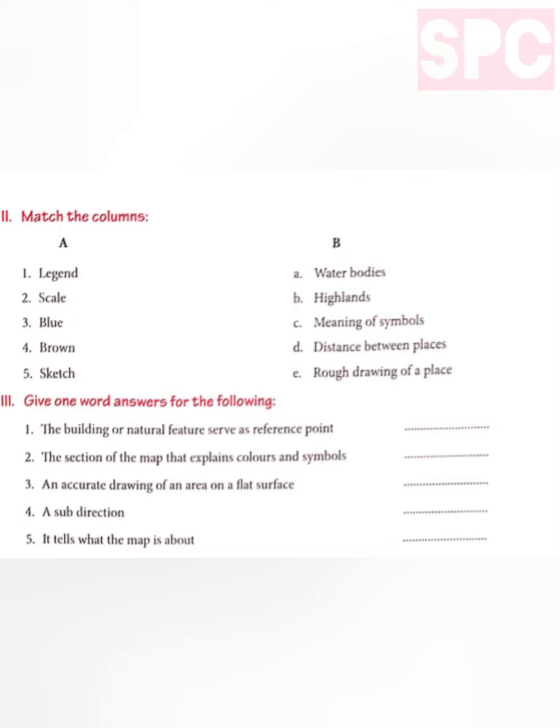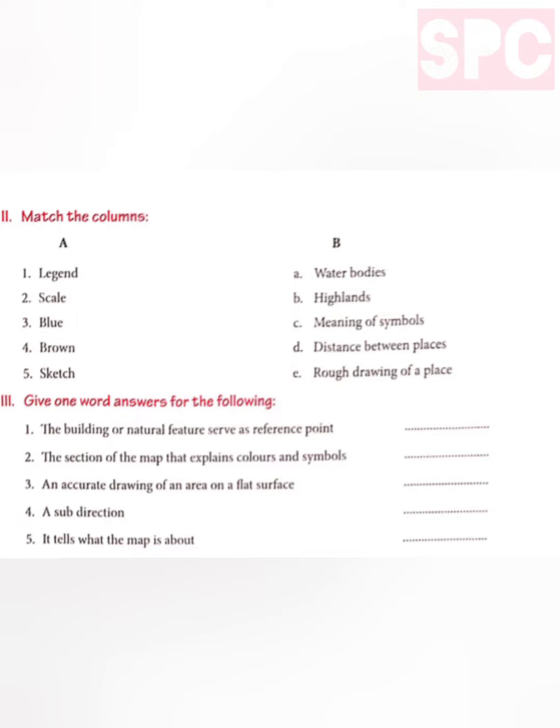Question number 2. Match the columns. Now children, here you can see there are 2 columns, column A and column B. We have to match them. Let's start with part 1, legend. Now out of the options which are given on the right hand side, the best match for legend would be meaning of symbols, part C. So legend or key is basically the meaning of symbols. Part 2, scale. The best match for scale would be distance between places.